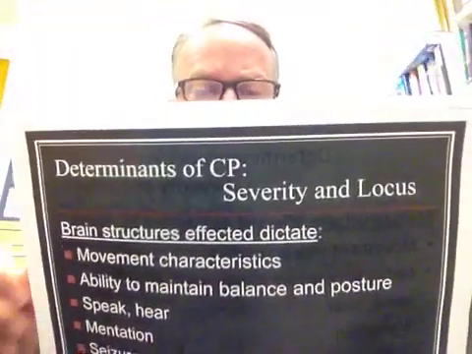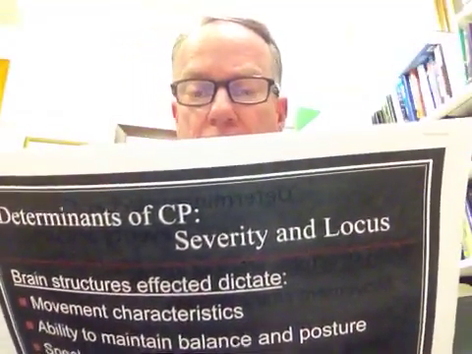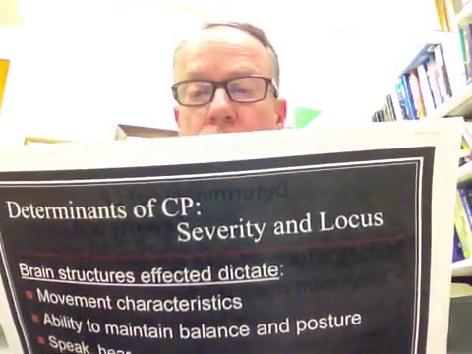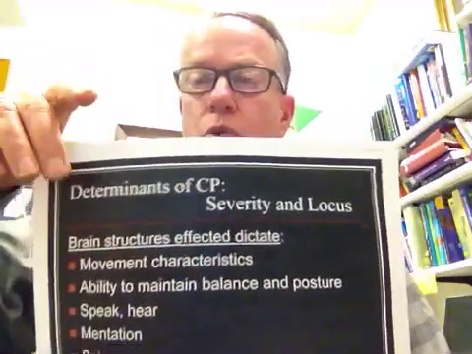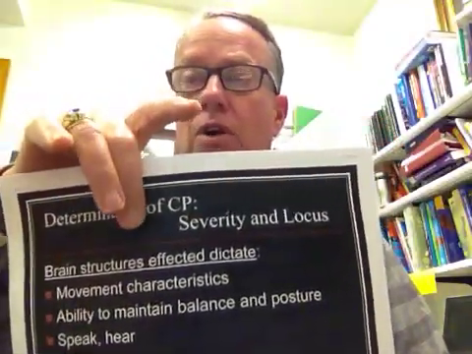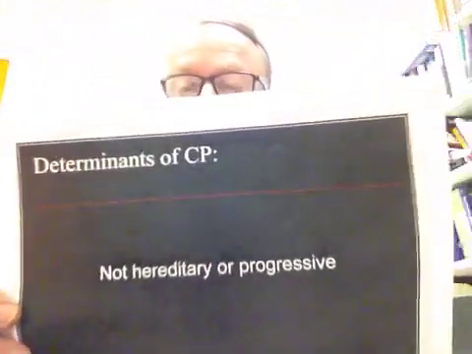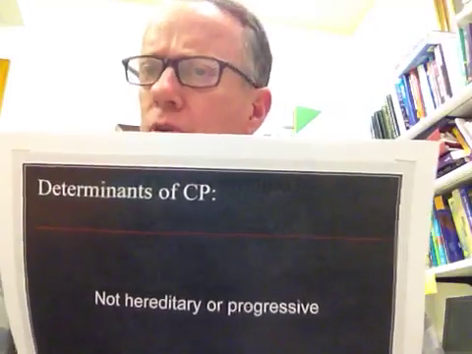So the severity and locus of cerebral palsy are dictated by their ability to maintain balance and posture, to speak and hear, their mental capacity, and seizures. So determining the type of cerebral palsy, which would have to do with locus, and the severity of involvement have to do with their capacity to do those things. Cerebral palsy is not inherited, and it's not progressive. Okay, so there's much that's not known about why it occurs.